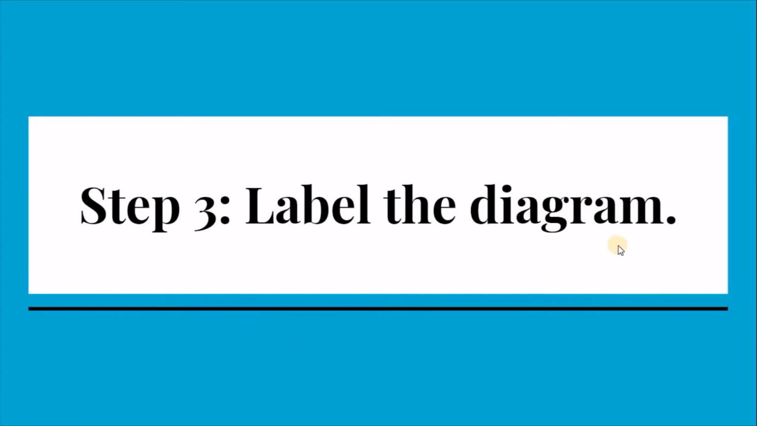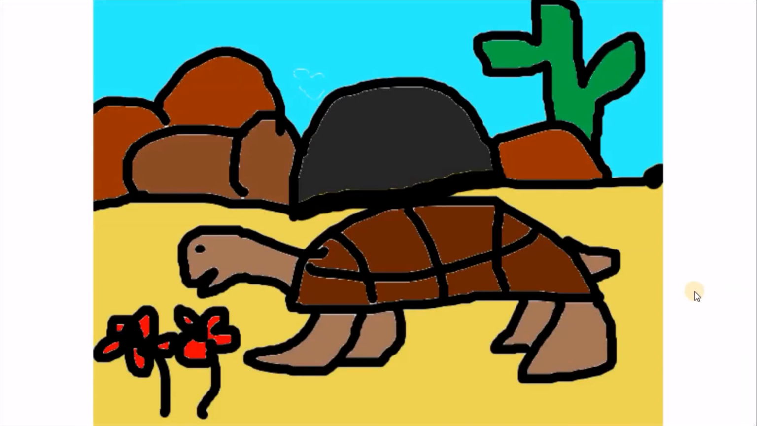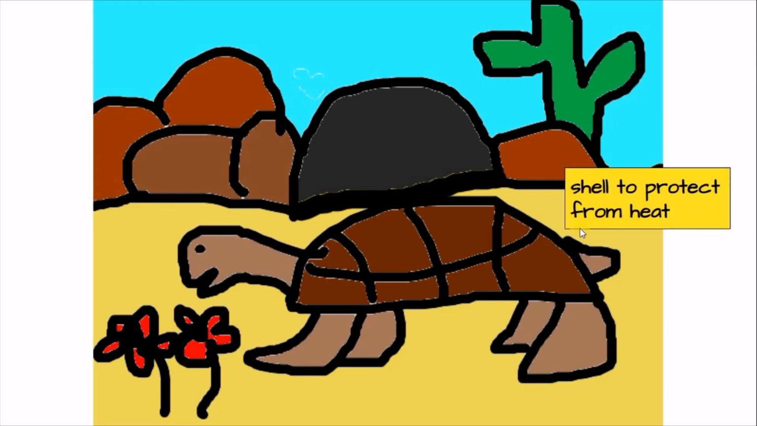Step 3, label the diagram. So here is my drawing. The first thing I want to make sure to label is the shell, because I know that the shell protects the tortoise from the heat. So here's my label. Shell to protect from heat.